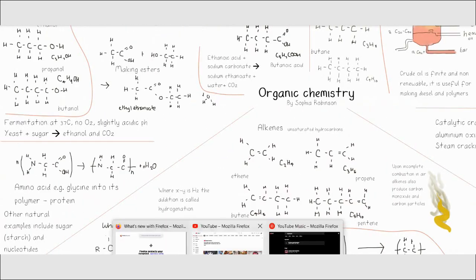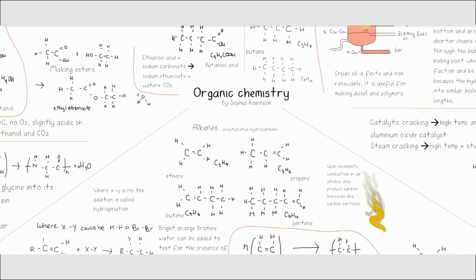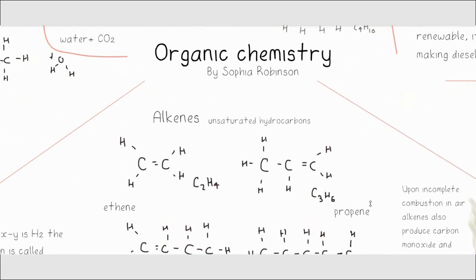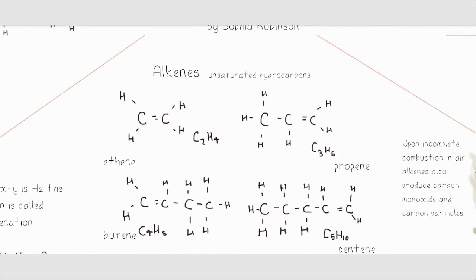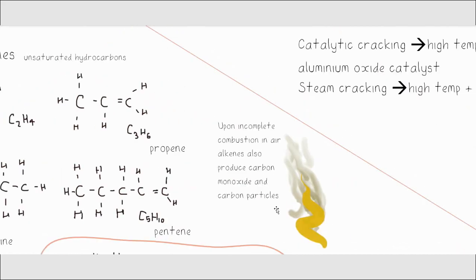Alkenes have a double bond between two of the carbon atoms in their chain, and so have two fewer hydrogens attached here, and so are called unsaturated hydrocarbons. They have the general formula CnH2n, and the first four are ethene, propene, butene, and pentene.